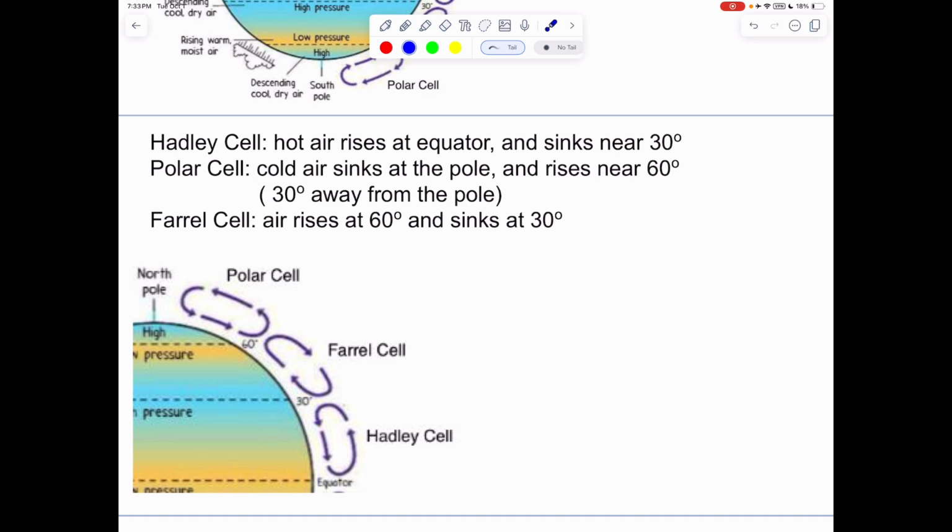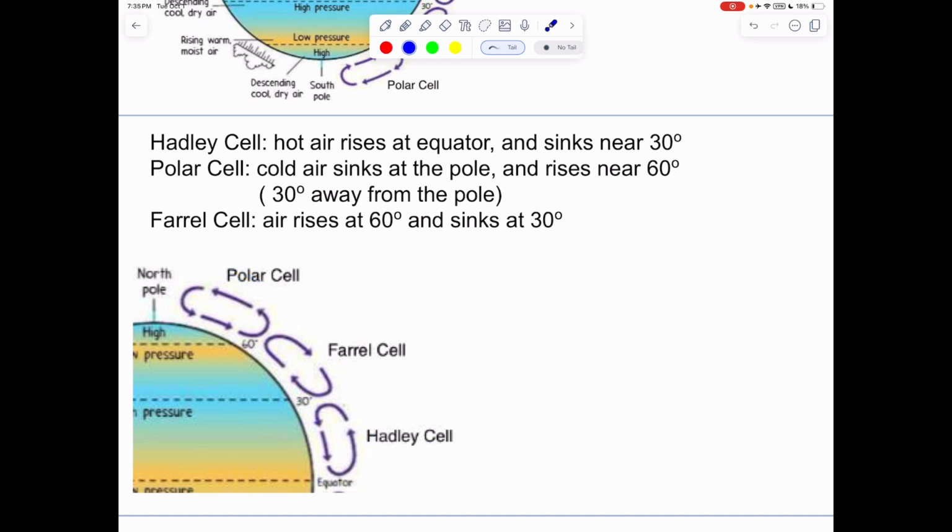Now, if you notice, in our Hadley cells the air is moving away from the equator, and then the surface air is moving towards the equator. This is the same thing that's happening up in the polar cell. We're going to have warmer air rise up, move towards the North Pole, where it's going to cool, drop again, and then come back along Earth's surface. So you can see that both of these are moving in this direction. However, the Hadley cell is much more vigorous, much more powerful.